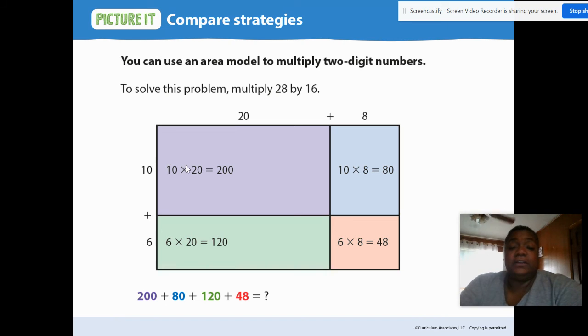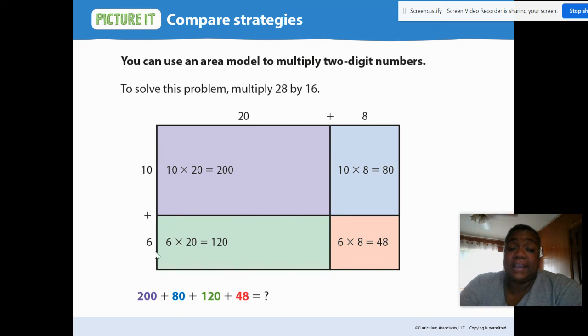Then you simply look at the factors for each of the area boxes and multiply them together. In this box, we would have 10 times 20, and that's exactly what they wrote for us right here: 10 times 20, which equals 200. The next box, our blue box, we do the same thing, but instead of 10 times 20, we do 10 times 8, and that gives us 80.